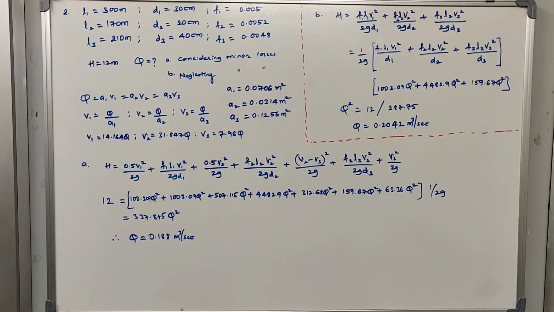Okay. So the question is like this: the difference in the water surface levels in two tanks which are connected by three pipes in series of length 300 meter, 170 meter and 210 meter and of diameters 30 centimeter, 20 centimeter and 40 centimeter respectively is 12 meter. Determine the rate of flow of water if the coefficients of friction are 0.005, 0.0052 and 0.0048 respectively, considering the minor losses and also neglecting the minor losses. Okay, so this is the question which is given to you.